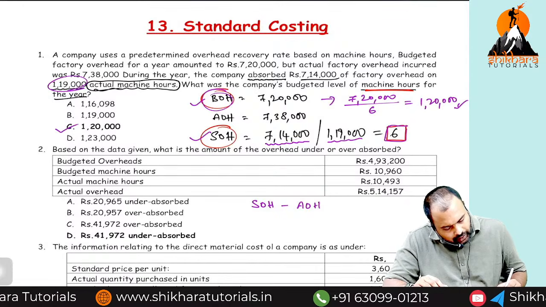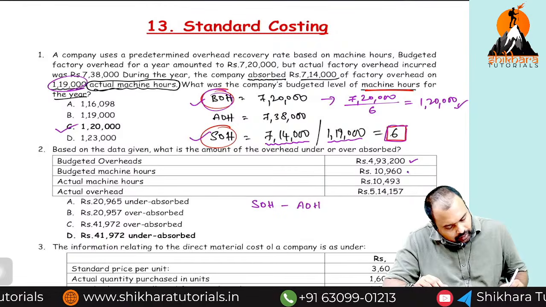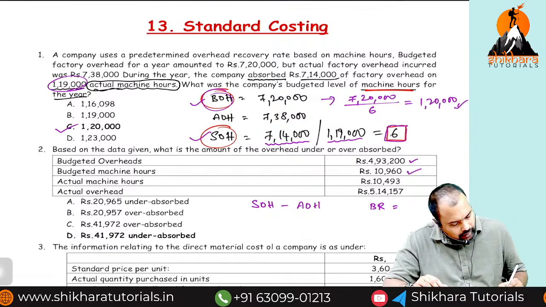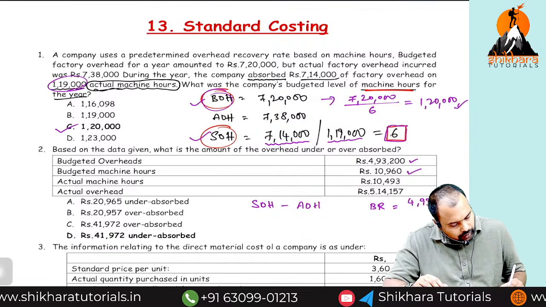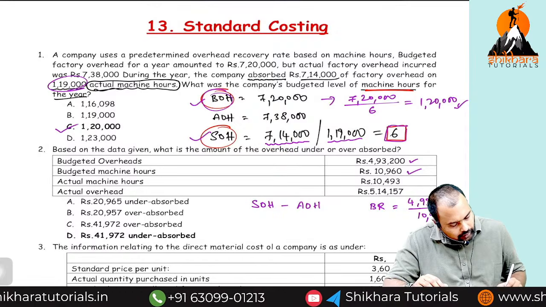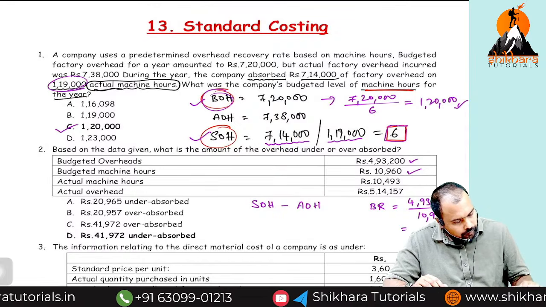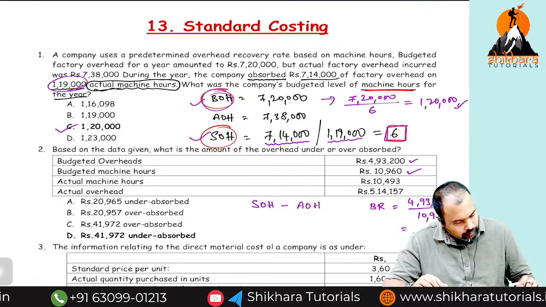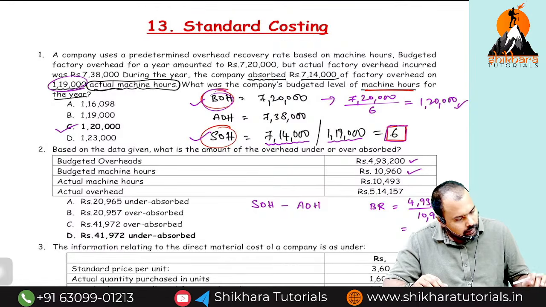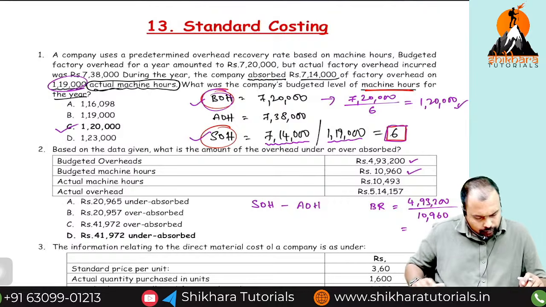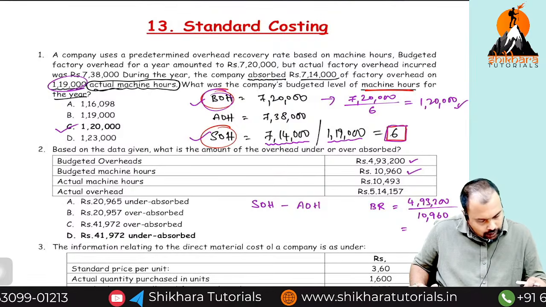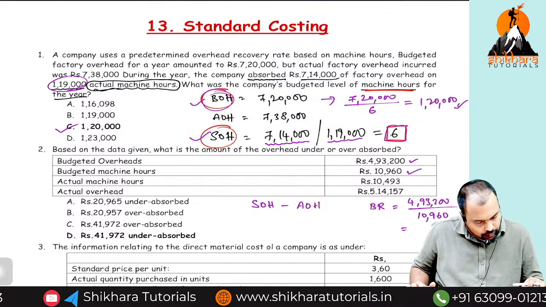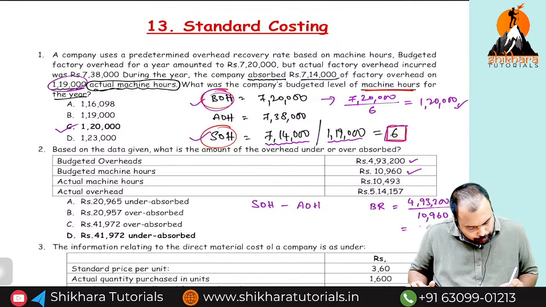They given that budgeted overhead is 4,93,200, budgeted machine hours is 10,960. Then we can find out the budget rate, right? So budget rate is equal to 4,93,200 divided by 10,960, which is 45 rupees.